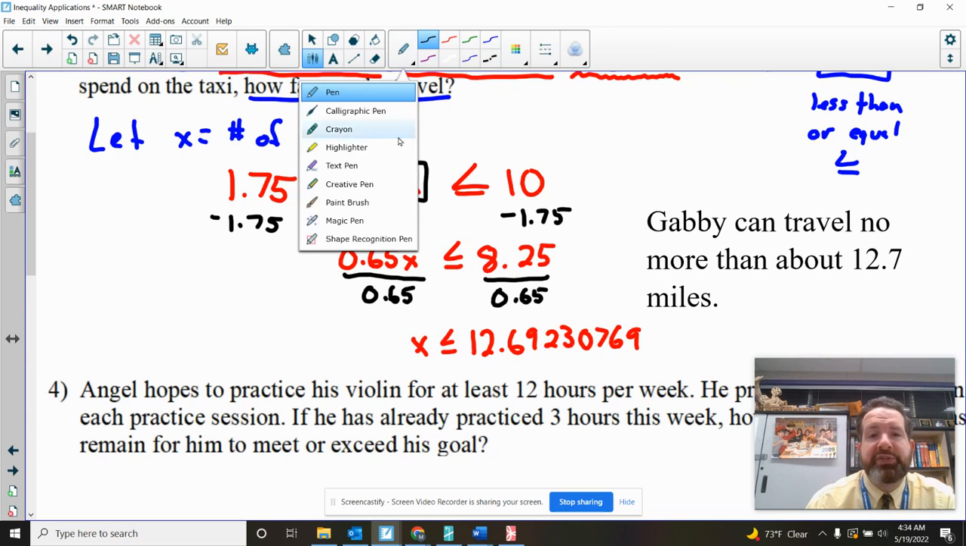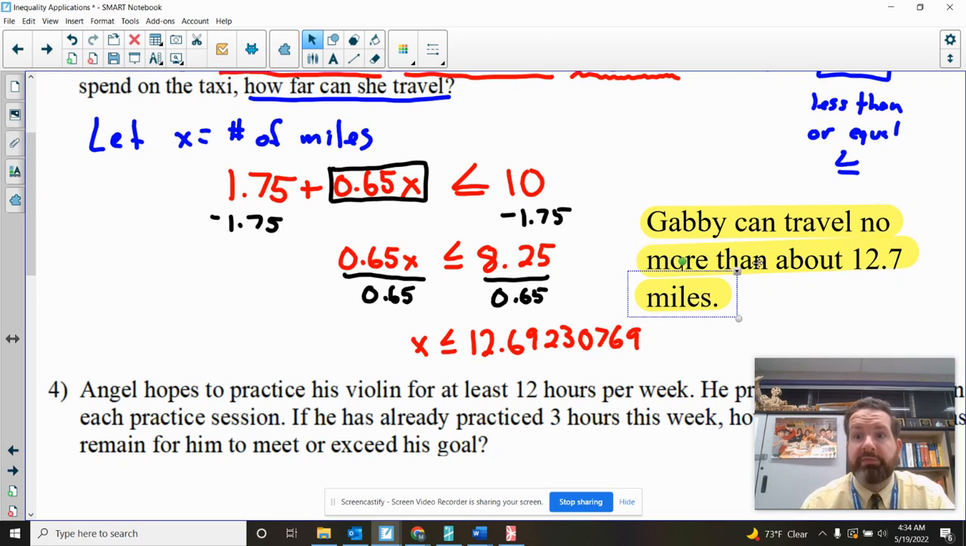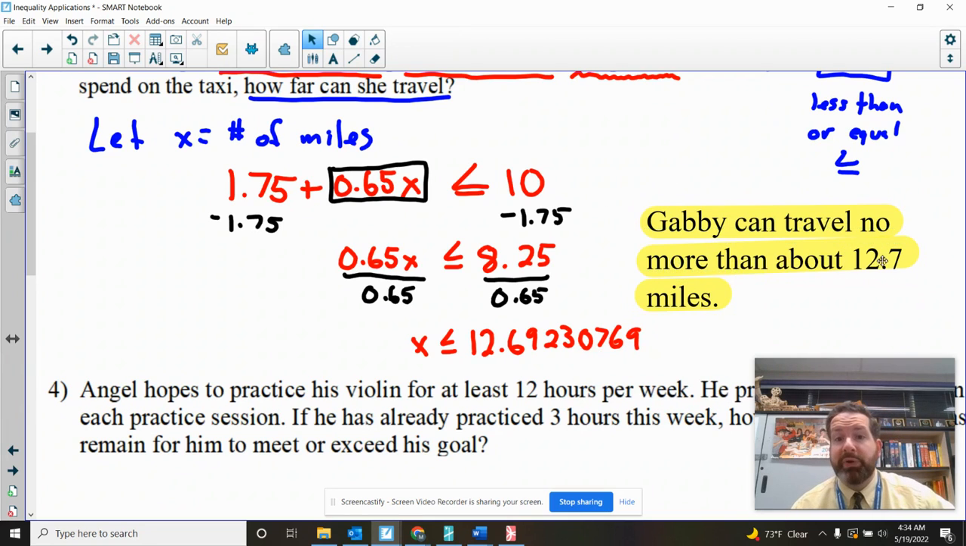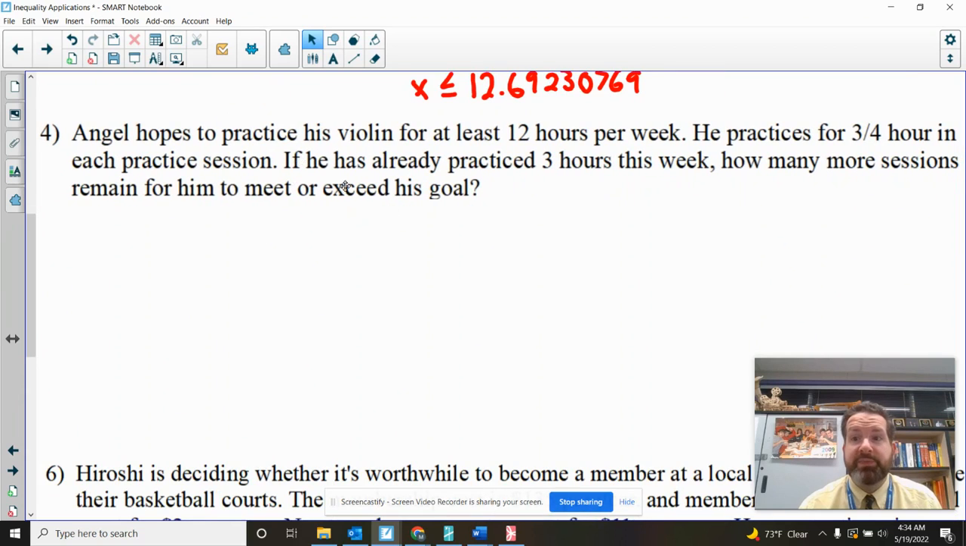So here's what you need to make sure you have in your in-context answers. Make sure that you reference the problem. The problem was about how many miles can Gabby go. So refer to Gabby, refer to the number of miles. Put your number in and make sure that you use the appropriate description of the inequality symbol. So at most or no more than about 12.7 miles. Let's go again. If you haven't already given this one a try, I would like you to try it. And then do a quick pause, unpause when you are ready to check things.